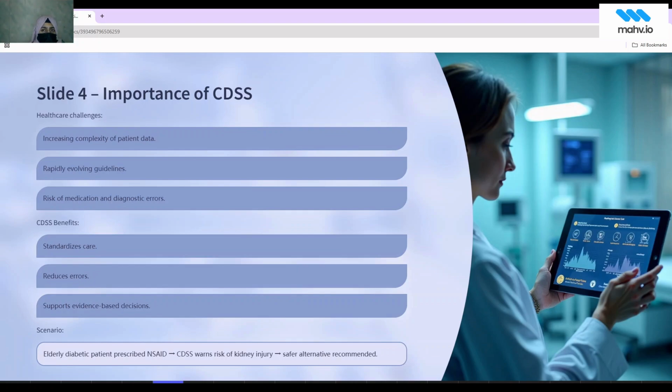So, if we see the scenario, an elderly diabetic patient is prescribed an NSAID. The CDS system warns of a risk of kidney injury. So, the diabetic patient is prescribed some medicine, and the CDS system alerts that no, this patient is already facing some issues, being diabetic, so this medicine will cause kidney injury. So now an alternative recommendation is preferred. So CDS as a system basically generates an alert and makes an alternative route for patient care and support.